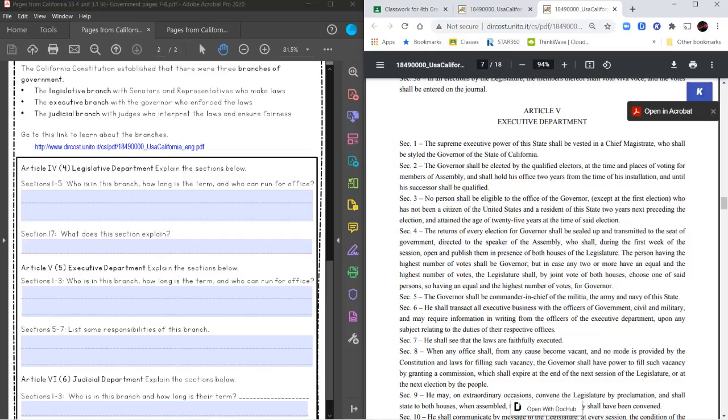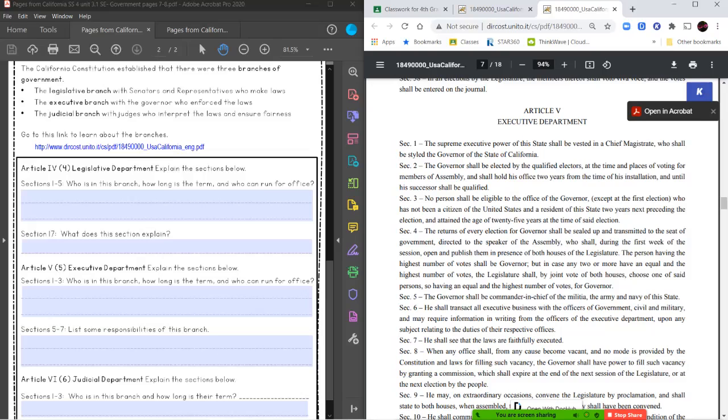Okay, so we've already covered all of our information for this section. Who is in this branch? The executive branch is the governor. How long is their term? The term we're going to see is put in Section 2. He shall hold his office for 2 years from the time of his installation. So the term is going to be 2 years. And who can run for office? The person who runs for office needs to be a citizen of the United States and a resident of that state for 2 years. And they need to be at least 25 years old. So those are your requirements there.